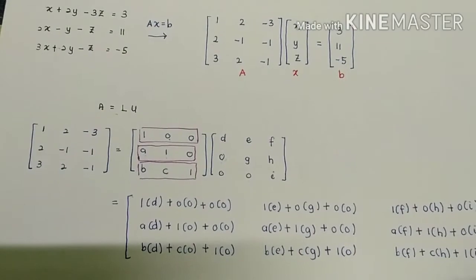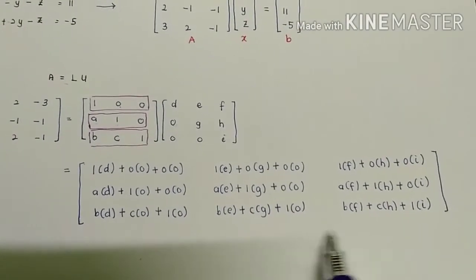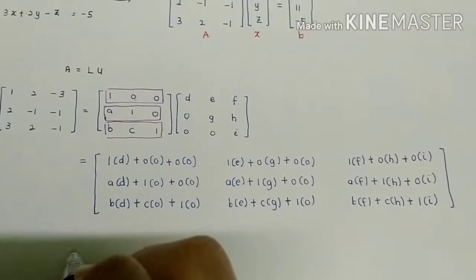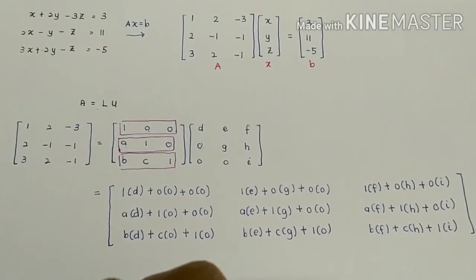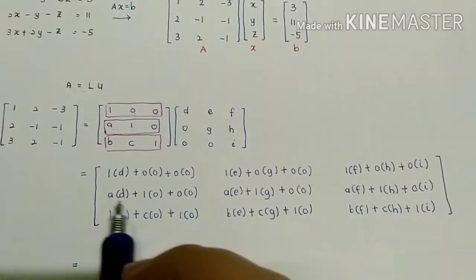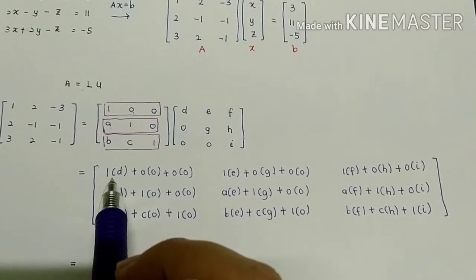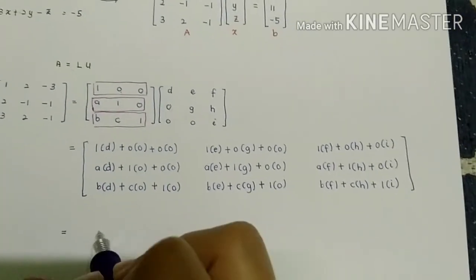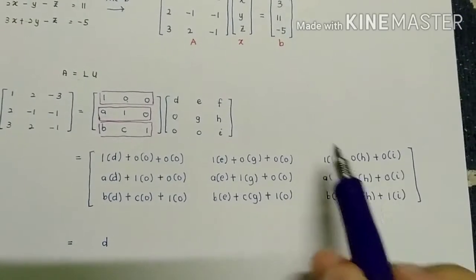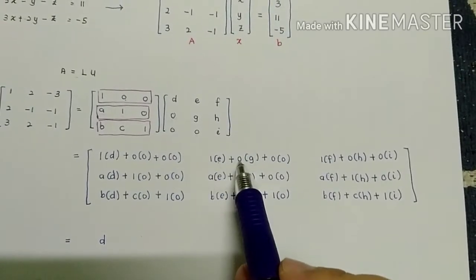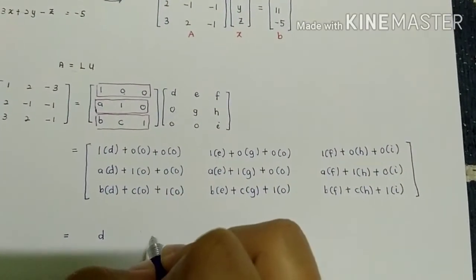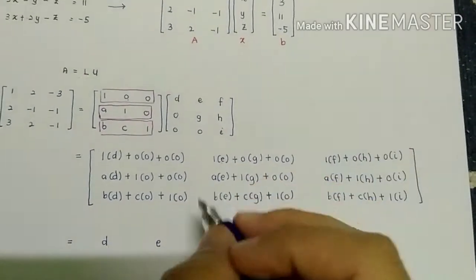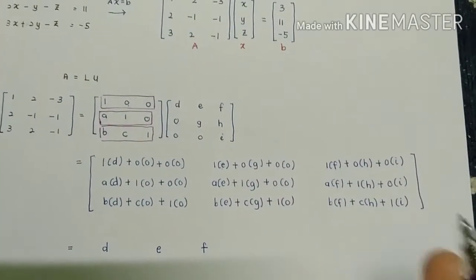So this is the multiplication of matrix L and U, and then we must simplify the product. For example, for the first row and first column, we have 1 times D plus 0 plus 0, so we have D. Then 1E plus 0 plus 0 is equal to E. And then 1F plus 0 plus 0 is equal to F.